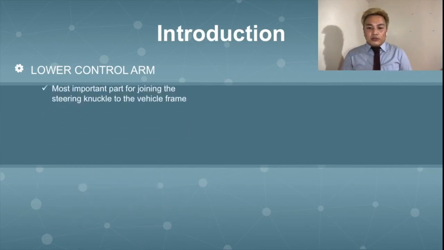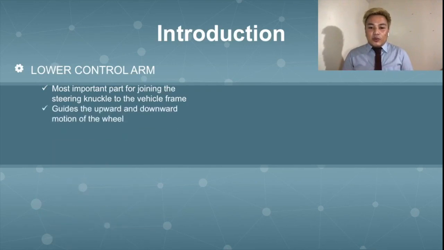It is the most important part for joining the steering knuckle to the vehicle frame. So basically, it is connecting the wheels to the car. It is responsible for that, and guides the upward and downward motion of the wheel and maintains wheel vertical alignment, like I said a while ago.